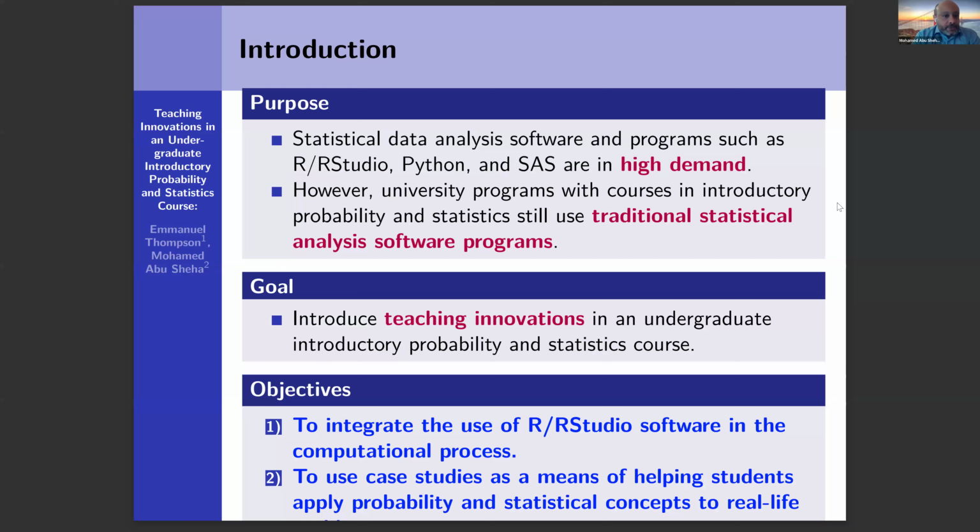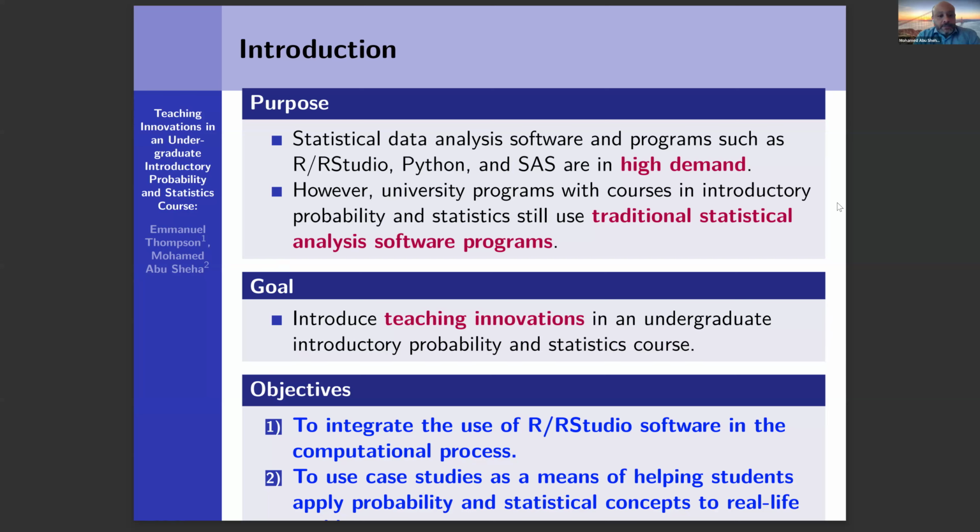The introduction, the purpose of this presentation: statistical data analysis software and programs such as R and RStudio, Python and SAS are highly in demand. However, university programs with courses in introductory probability and statistics still use the traditional statistical analysis software programs.